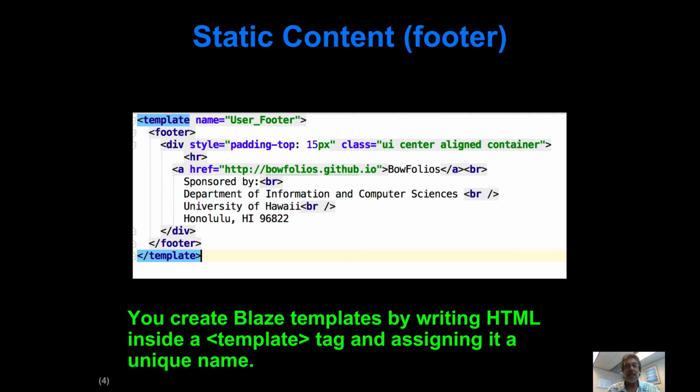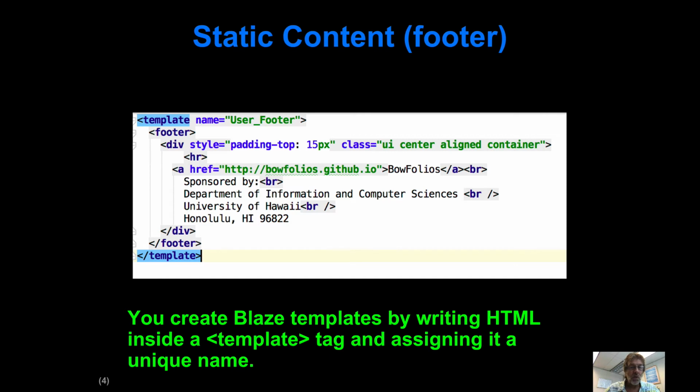Let's start with the static content, that's the easy one. And here you can see the Blaze template that's used to generate the footer. And what you can see is that when you write a template using Blaze, the part of it basically just looks like HTML, which is surrounded by this template tag. As you can see, template at the top and bottom. That's not real HTML. That's Blaze stuff.